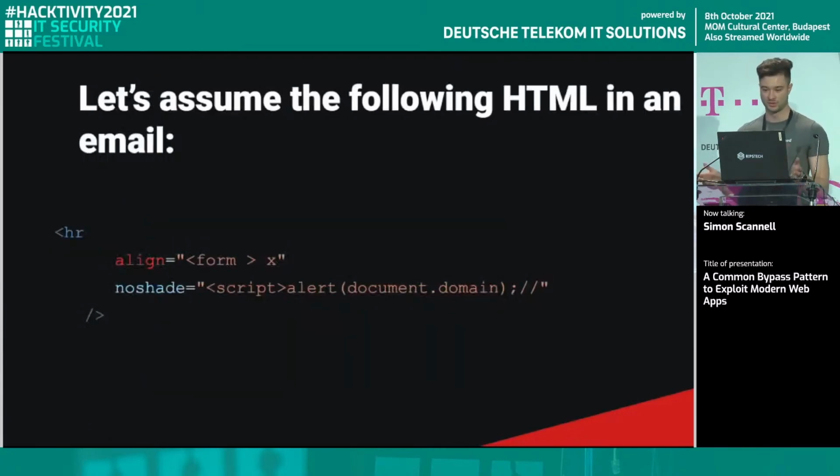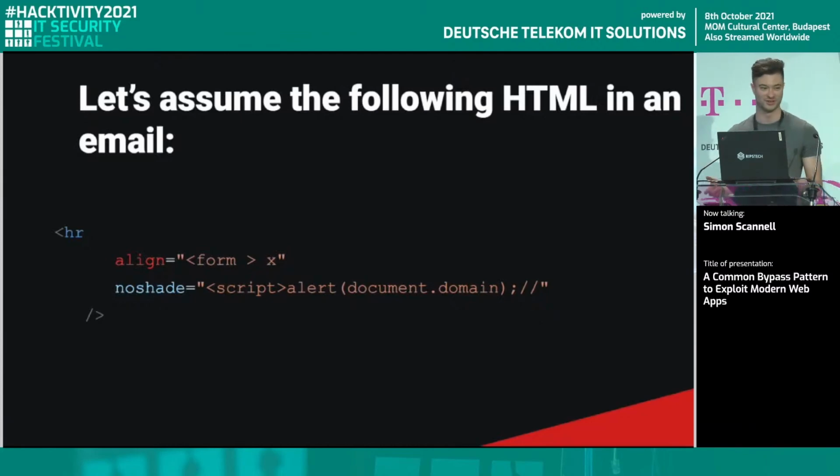So let's just assume the following HTML in an email. Say we send an HR tag, which is just a line break, which is totally valid in the HTML spec, and this doesn't get sanitized away in any way. So as you can see, the align attribute contains a form tag, which is valid because it's enclosed in double quotes. There's nothing wrong here. And then the noshade attribute contains a script tag, which is also enclosed in double quotes.